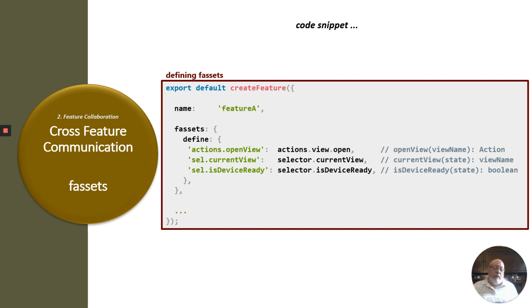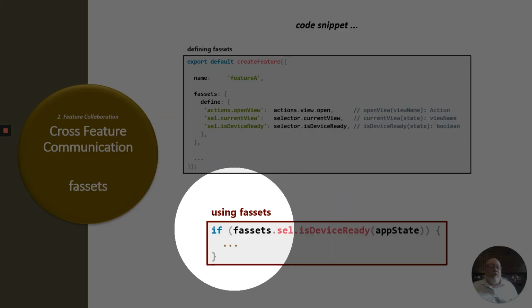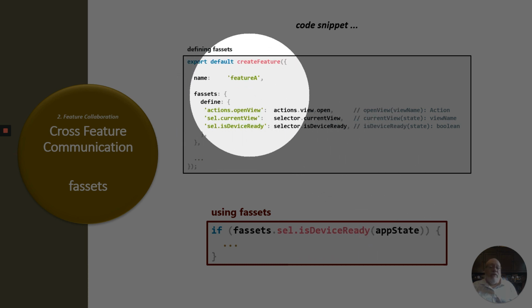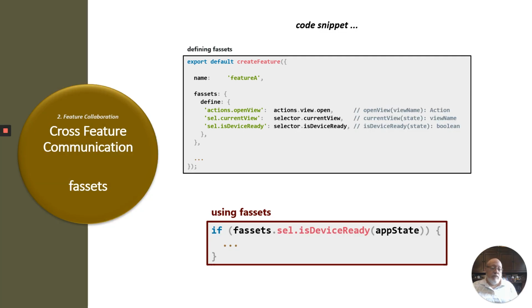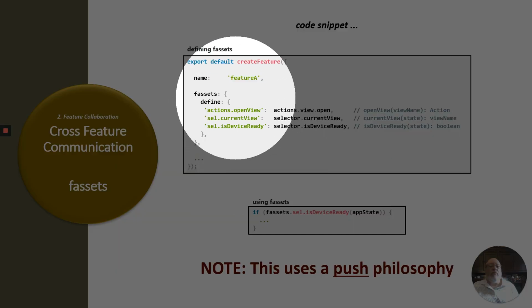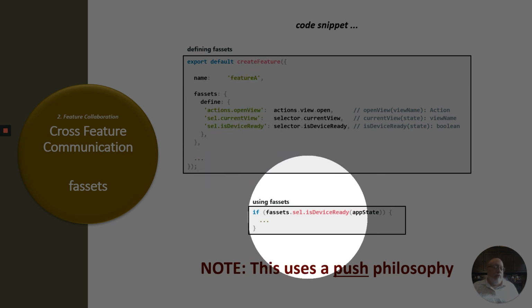We can also use the federated namespace if you so desire. It's really up to you, however you want to do that. Well, that's the definition side. The usage side, presumably from another feature, given the fact that you have the facets object, you simply dereference it. So here we're calling isDeviceReady selector. That's actually defined in the feature A feature. I should mention that this is actually using a push philosophy. So in essence, feature A is simply pushing these resources over the wall. If you wish to use them, they're available for your use.